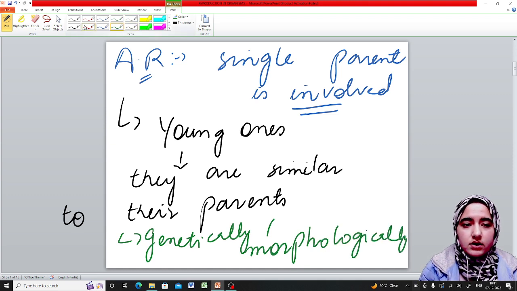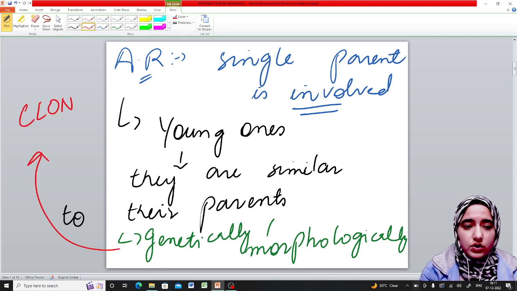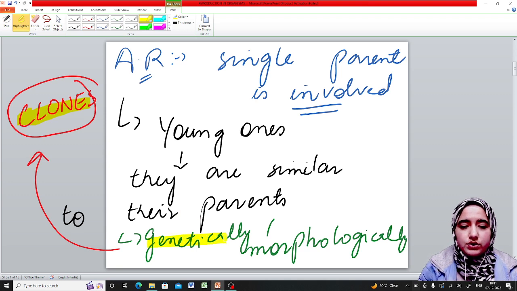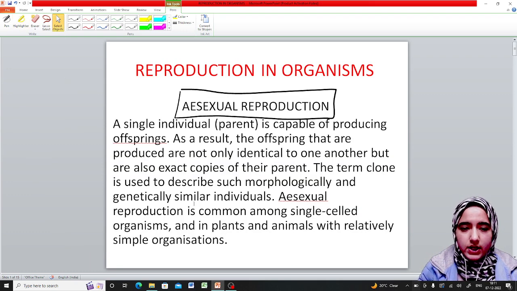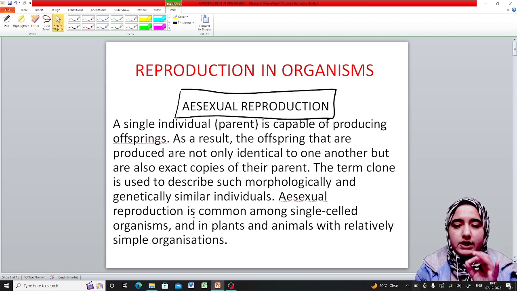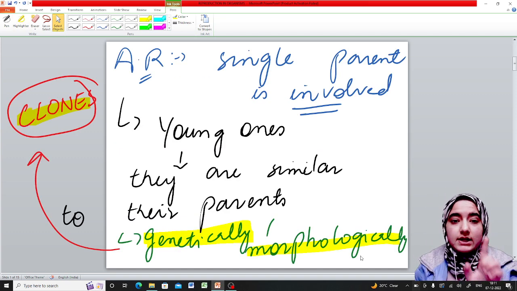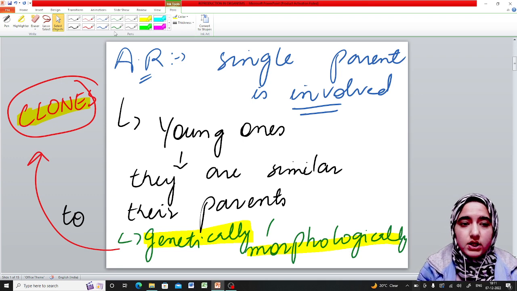Thus, we use the term clones for such organisms. Clones simply means the organisms which are similar to their parents, be that genetically or morphologically. I hope this concept is clear. Moreover, asexual reproduction is common among single-celled organisms. Please make a note here: asexual reproduction is common among single-celled organisms.